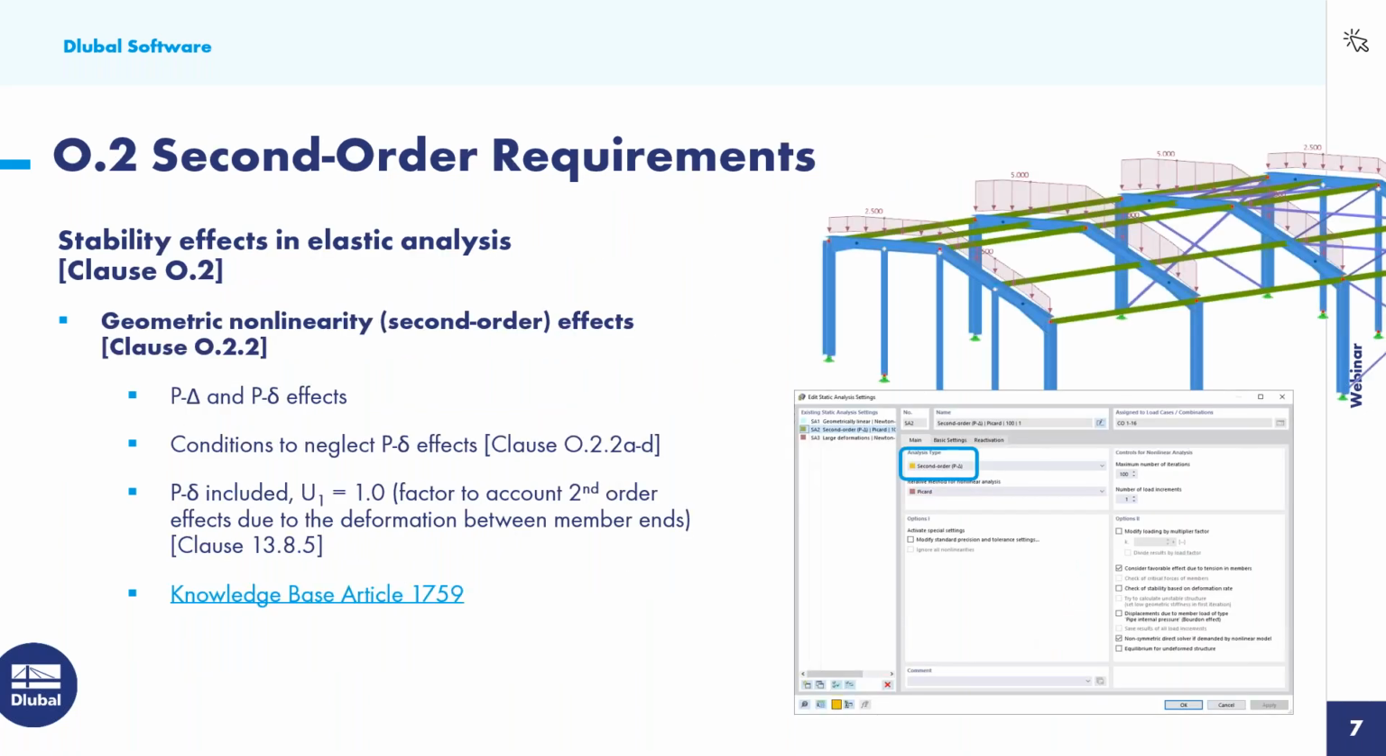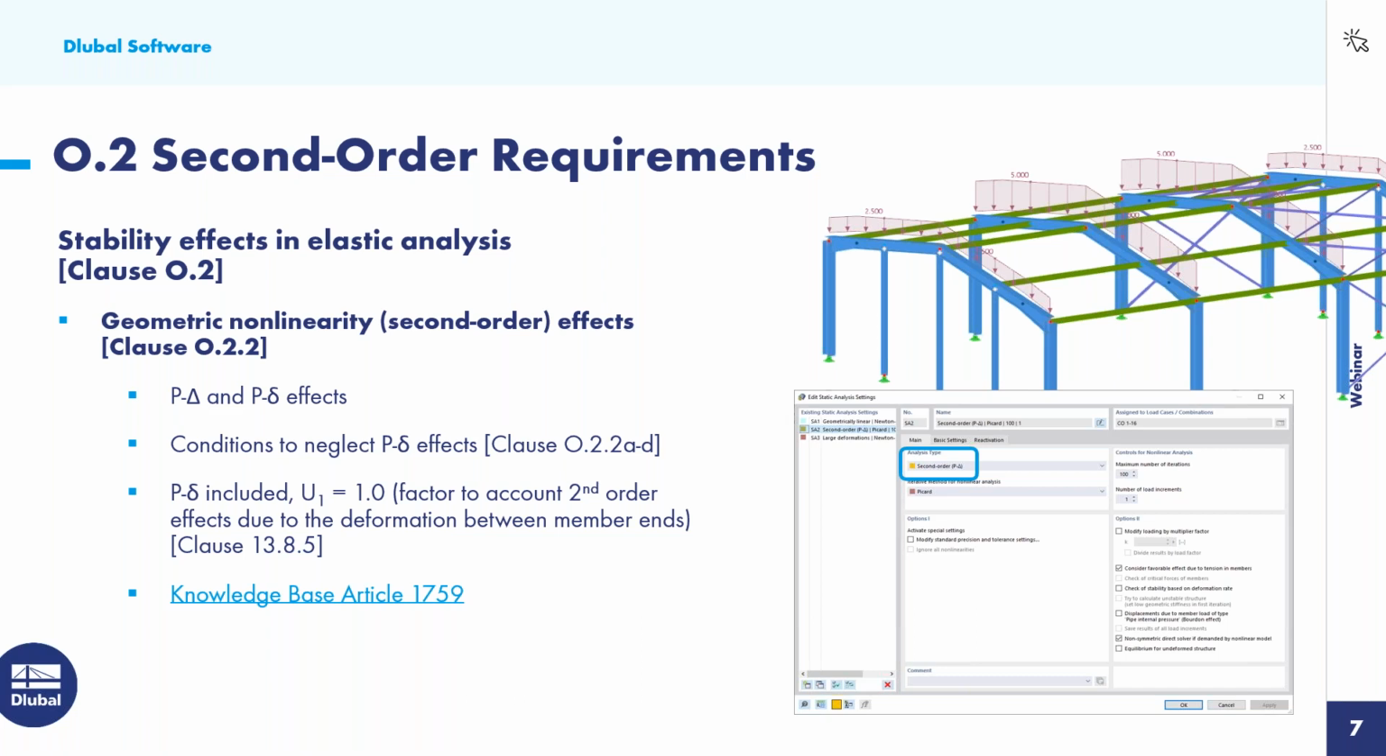Okay, so now that we have taken into consideration the simplified stability analysis, we have this alternative now in Annex O laid out in clause O.2 for stability effects in the elastic analysis. And there's several requirements, some similarities, some differences here from this simplified method. The first is geometric nonlinearities for second order effects according to O.2.2. So we do want to account for big P delta here, and we saw this on the previous slide. The program will automatically account for that, no problem.